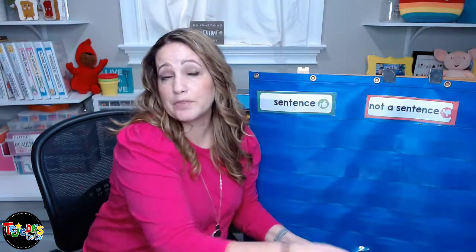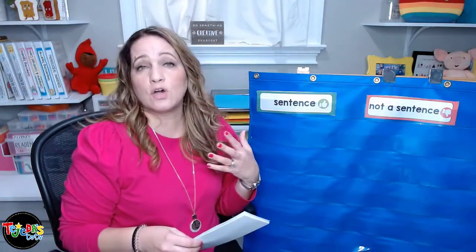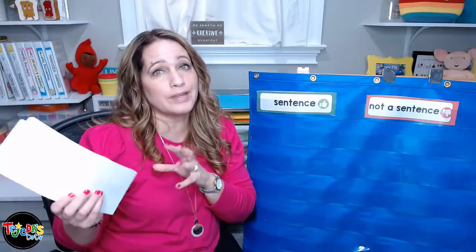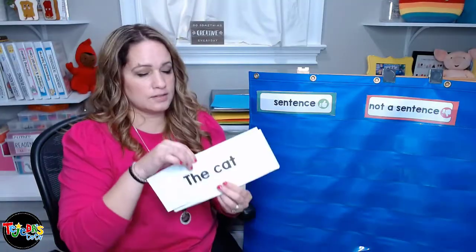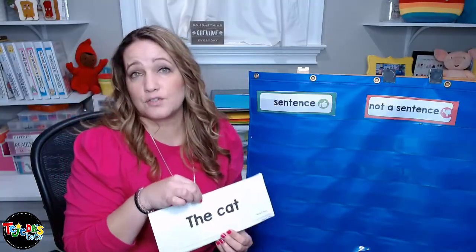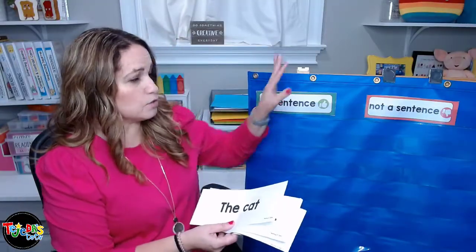Then just tell them about the parts of a sentence. We start by talking about the 2 parts of a sentence, the subject or the naming part, and the predicate or the telling part. And then we have these little sentences and sentence fragments that we sort under sentence or not a sentence.